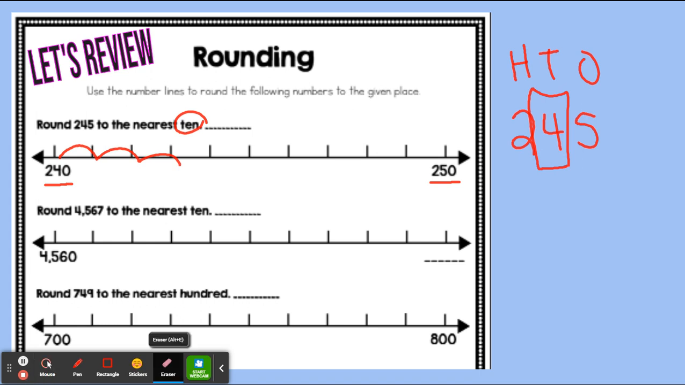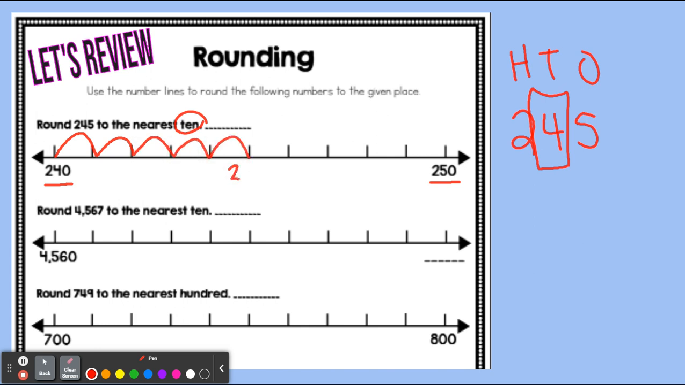So let me erase this. If we start counting, I'm just going to check it by 1s. So 240, 241, 242, 243, 244, 245, 246, 247, 248, 249, 250. All right, so they're counting by ones. So 245, if I'm counting as I jump, this would be 241, 242, 243, 244, 245.